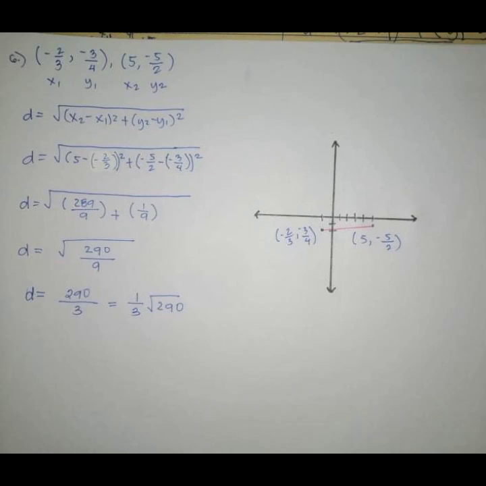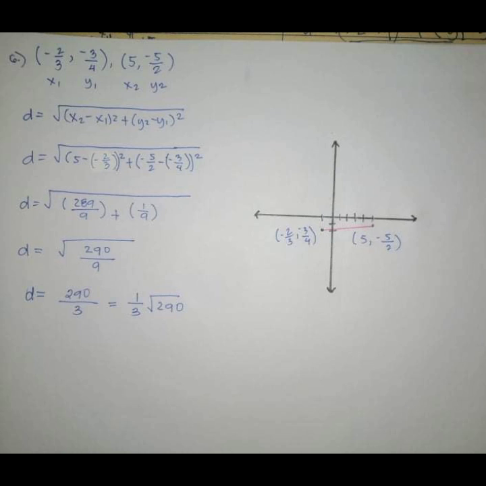So next, number 6, we have negative 2 over 3 and negative 3 over 4, and the other point 5 and negative 5 over 2. So that will be our x sub 1 and y sub 1 and x sub 2 and y sub 2. So we have the formula of d is equal to the square root of x sub 2 minus x sub 1 squared plus y sub 2 minus y sub 1 squared. So we have the equation of d is equal to the square root of 5 minus negative 2 over 3 squared plus negative 5 over 2 minus negative 3 over 4 squared.